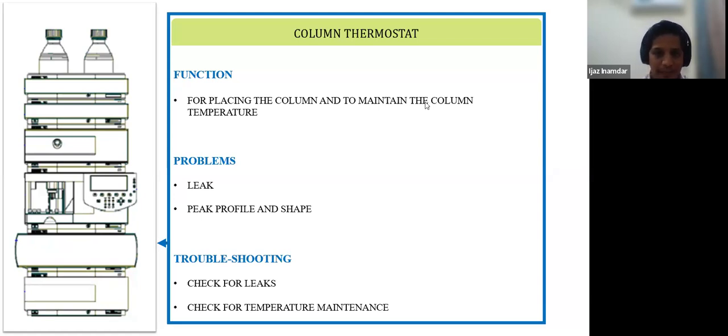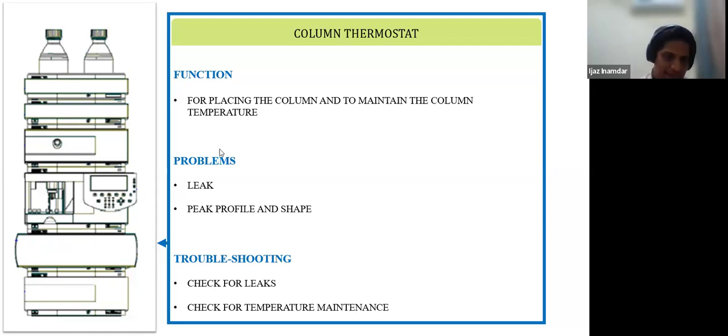So what are the problems? The problem is leaks. Most probably, if your column is clogged, you will see a leak in the thermostat. If your column is not properly equilibrated, or if there is a lot of back pressure, your peak profile shape is not good. So the first thing you should do when there is a leak is check the column. If you are using a column that has not been used for a couple of months, you should first allow the column to get wetted. Very bluntly put, allow the column stationary phase to regenerate, and after regenerating, use the column. So check for leaks, and check for temperature maintenance.